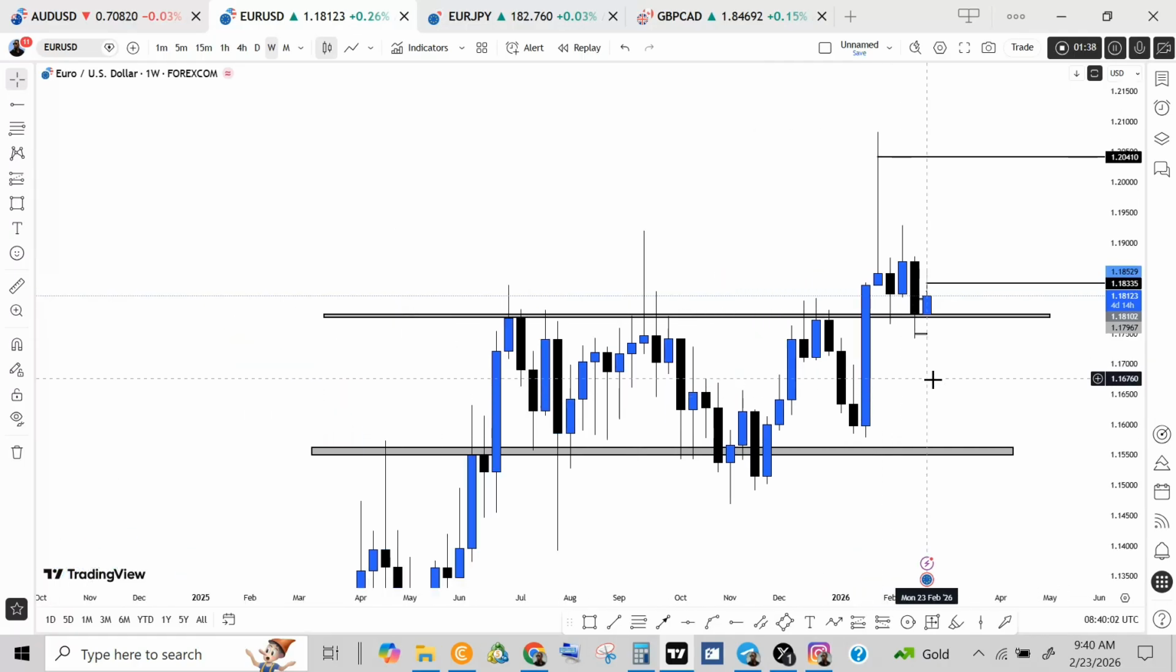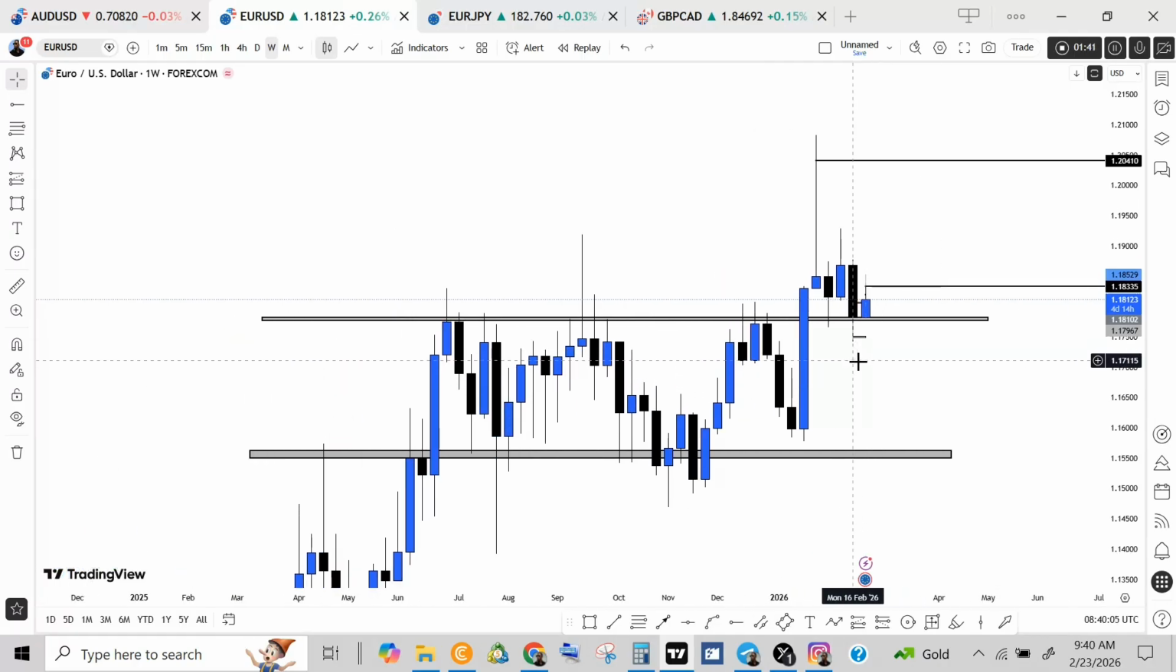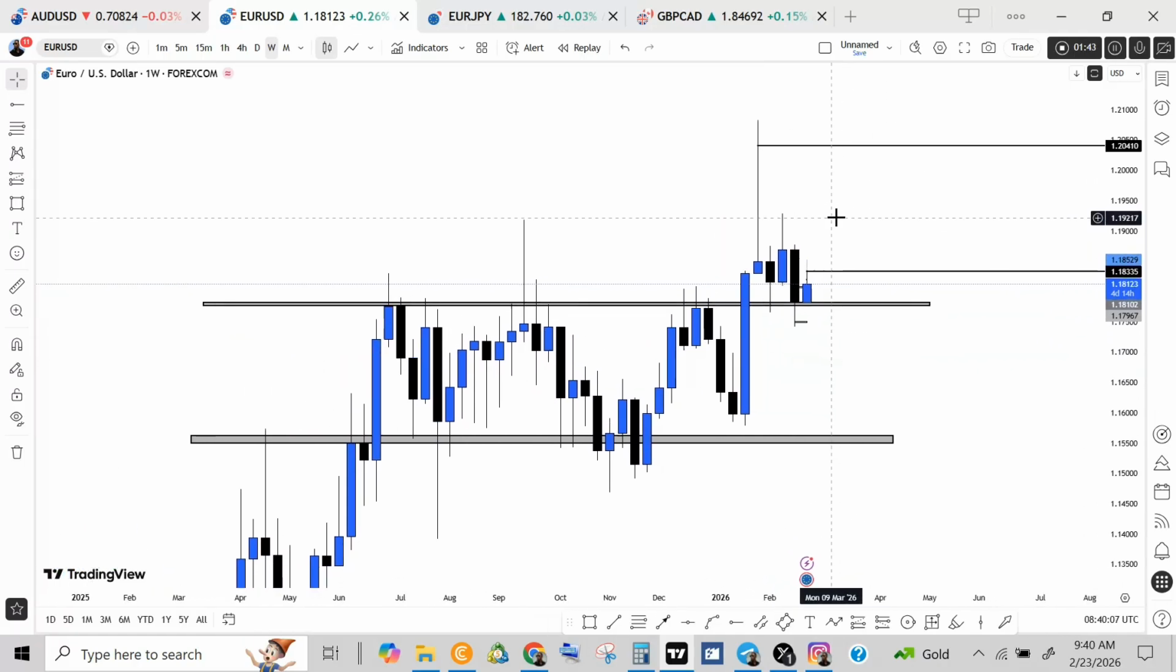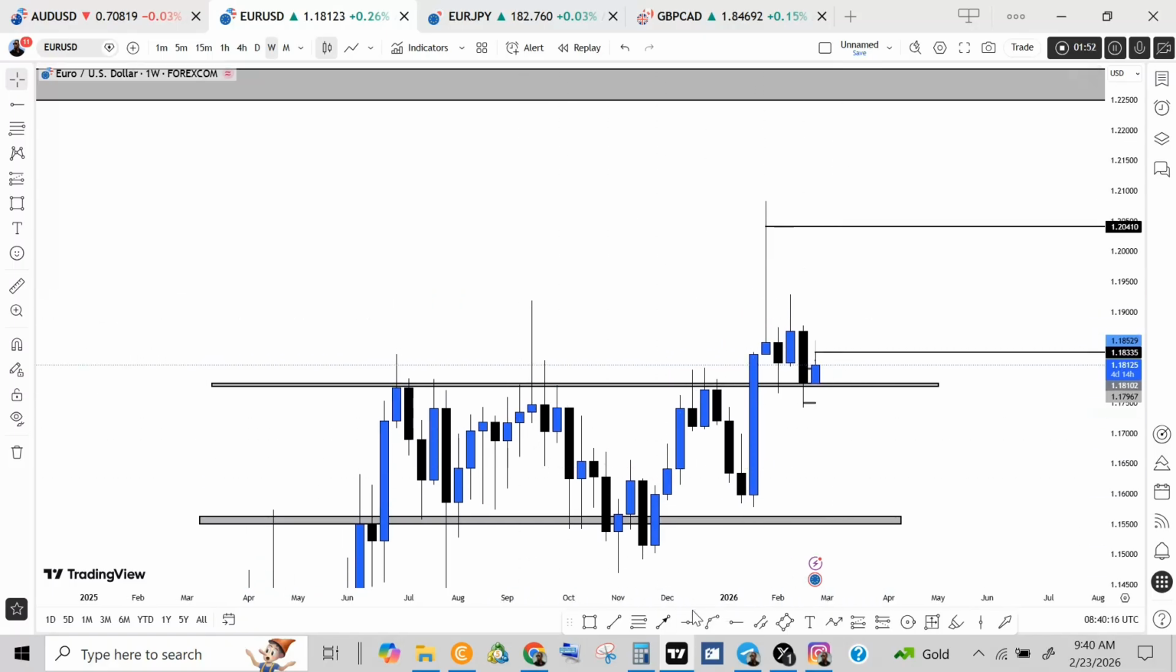What is the next thing I'm expecting? I am expecting a bullish run. I don't know if you're also expecting a bullish run, but me, I'm expecting a bullish one. Why am I expecting a bullish one? It's simple. After we get a higher high, the next thing we get is a higher low.